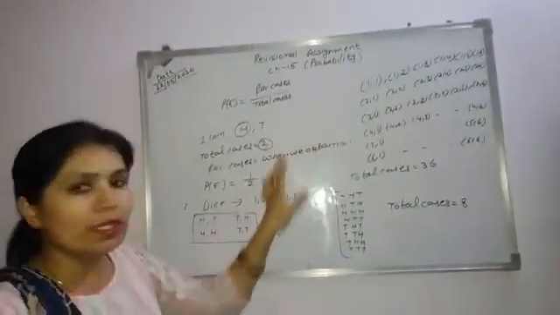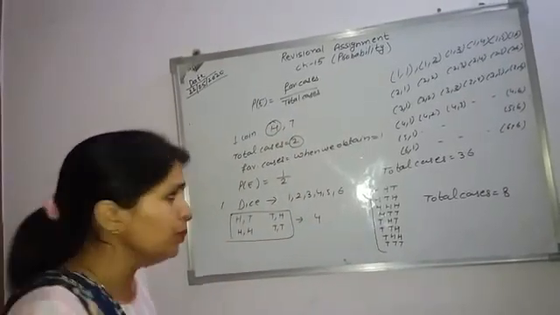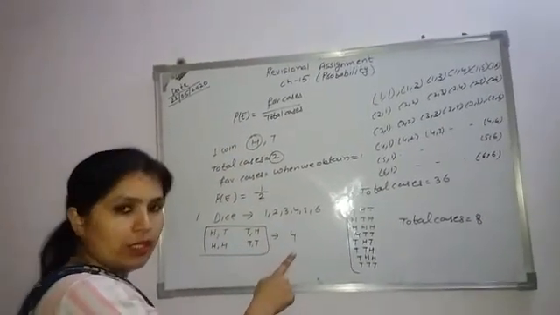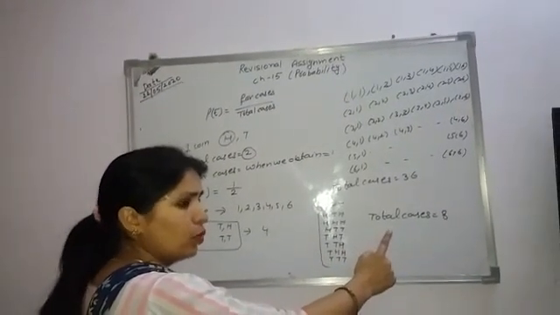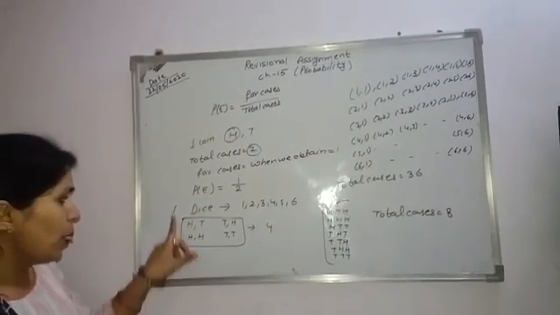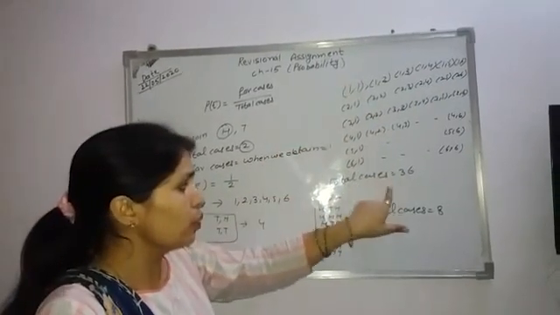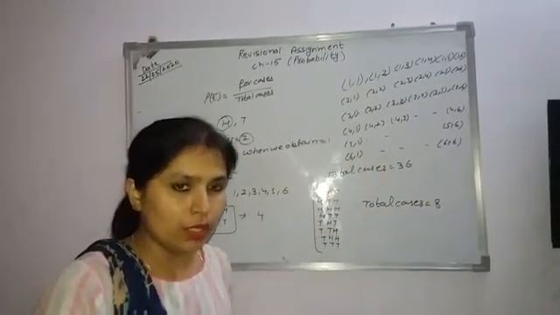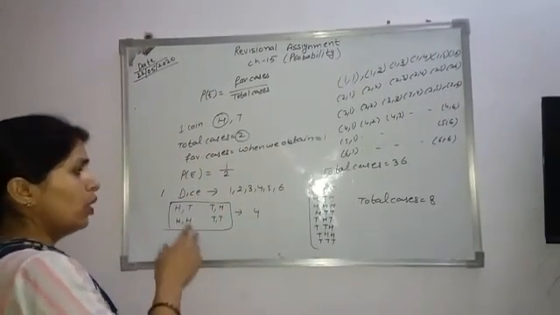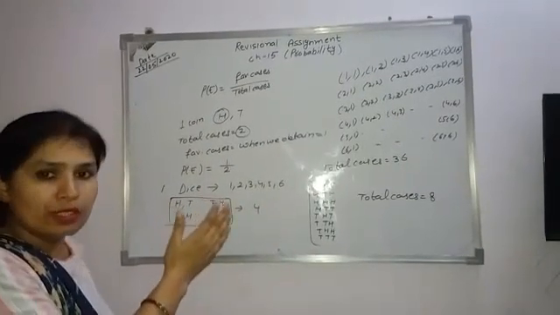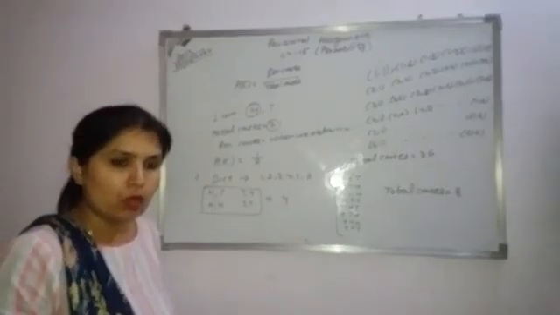So I told you how many total cases we have. In case of a single coin, total cases is equal to 2. In case of 2 coins, total cases is equal to 4. In case of 3 coins, total cases is equal to 8. In case of a single die, total cases is equal to 6. In case of 2 dice, total cases is equal to 36. Okay, so this topic is done. Next we will discuss all the questions based upon coin and die. Now come to the question.